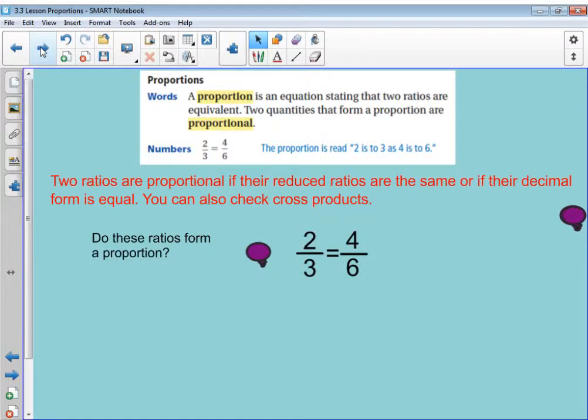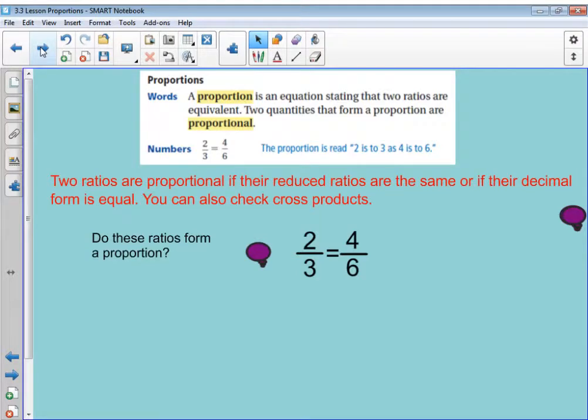Proportions. A proportion is an equation stating that two ratios are equivalent or equal to each other. The two quantities that form a proportion are then considered proportional. What we're going to start working with is deciding whether two sets of rates or ratios are considered proportional. So it's kind of looking at two fractions and asking if they're equivalent or equal to each other.